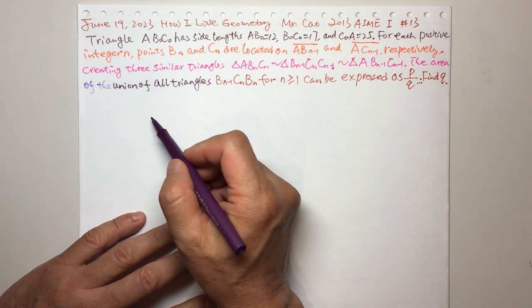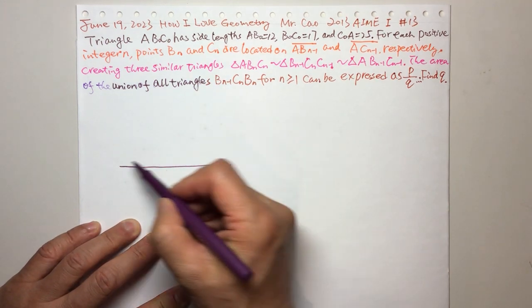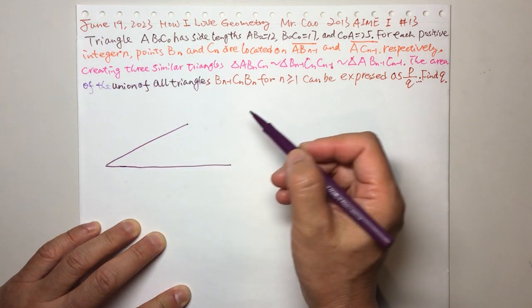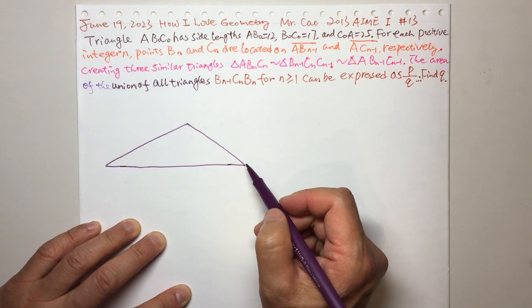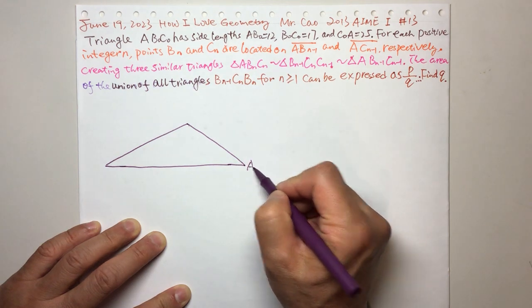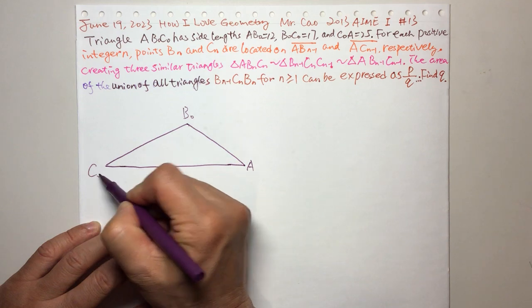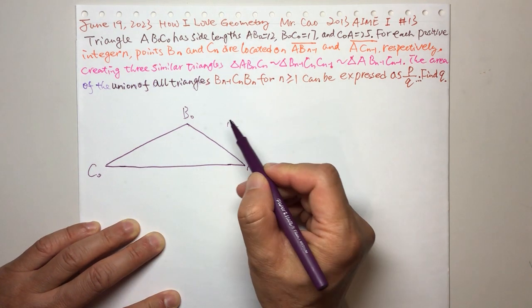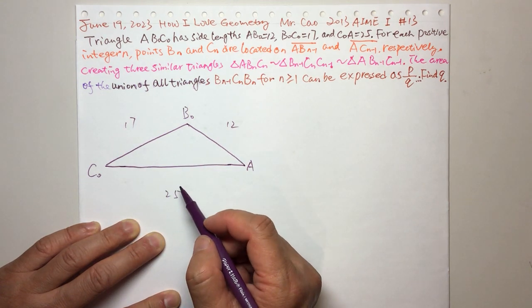Okay, this is 25 and 17. This is 12, right? And here is A, B0, C0, right? And this is 12, and this is 17, and this is 25.